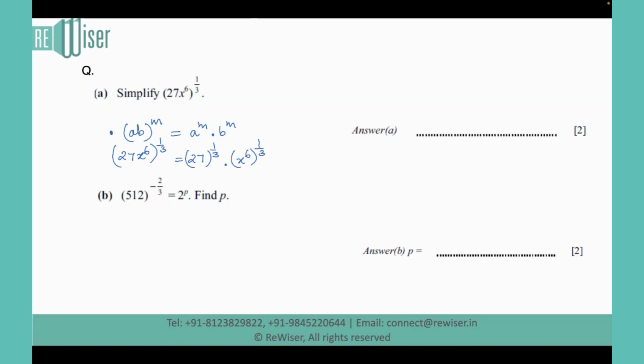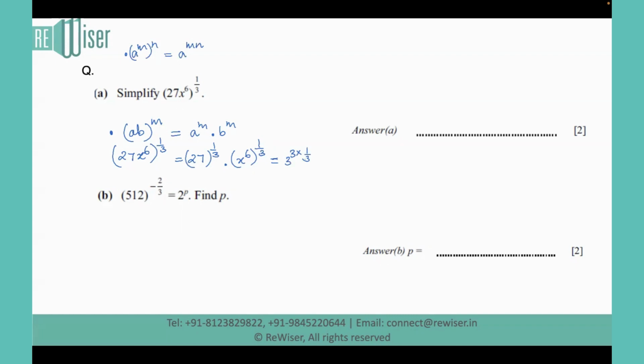Now further, we can write 27 in a way which will cancel out the 3 from this power, 1 by 3. So 27 is nothing but 3 to the power 3. And now the powers will get multiplied, as if we have a to the power m whole to the power n, it can be written as a to the power m times n.